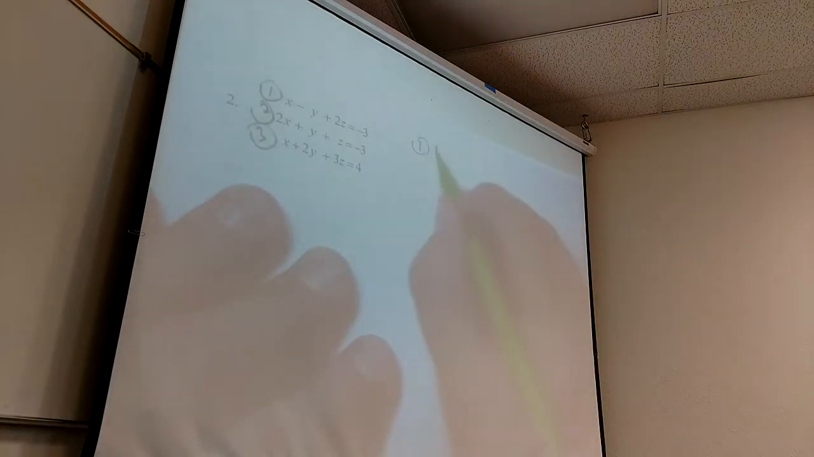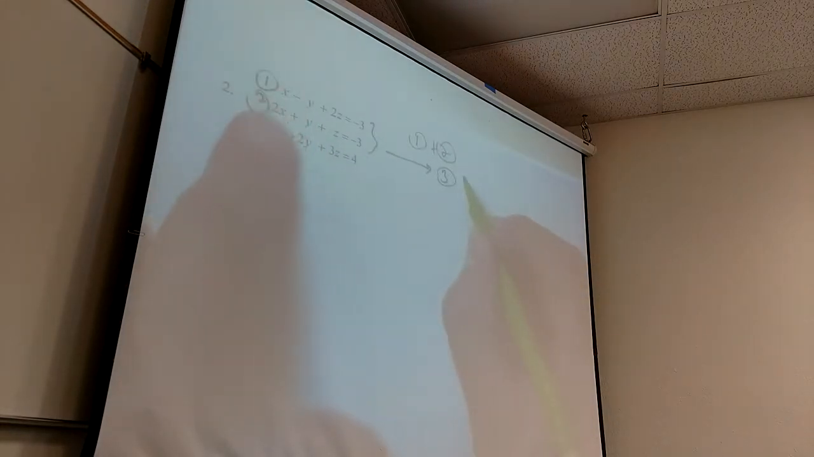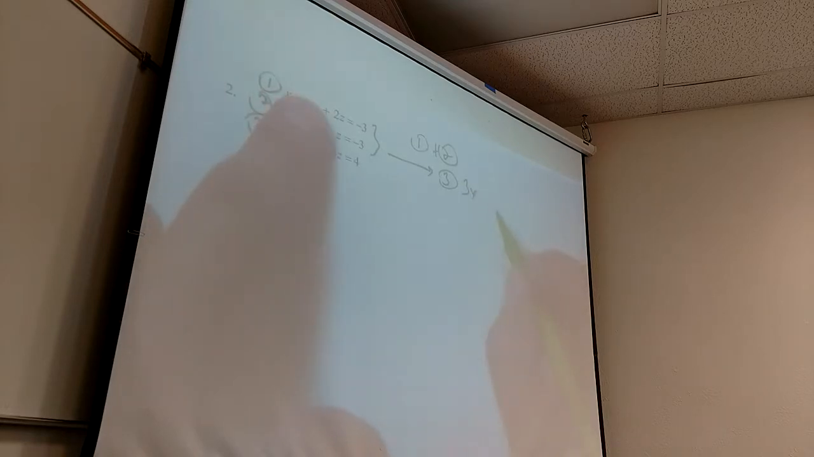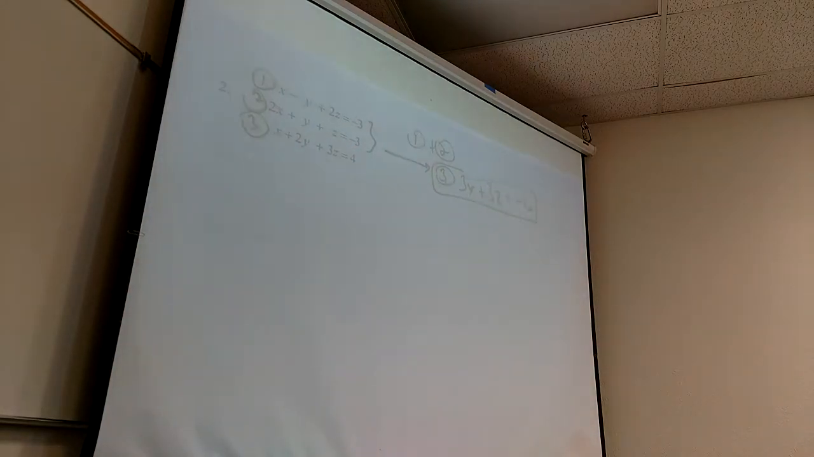Right, so I'm going to number these equations. It's a really good idea, keep yourself straight. So if I do 1 plus 2, what do I get? 3x. The y's cancel. Equals negative 6. I like it. So there's one better equation.